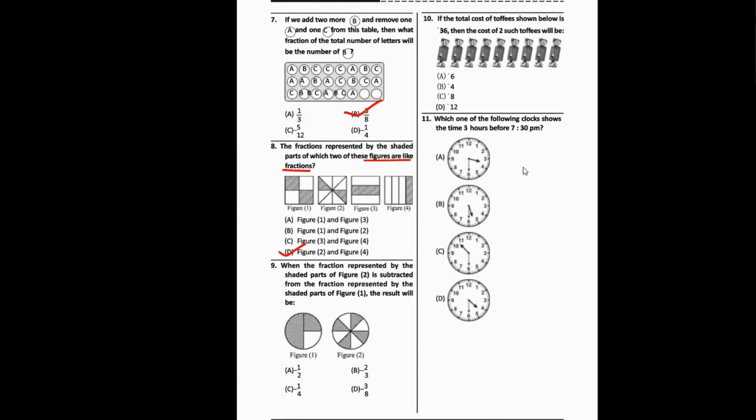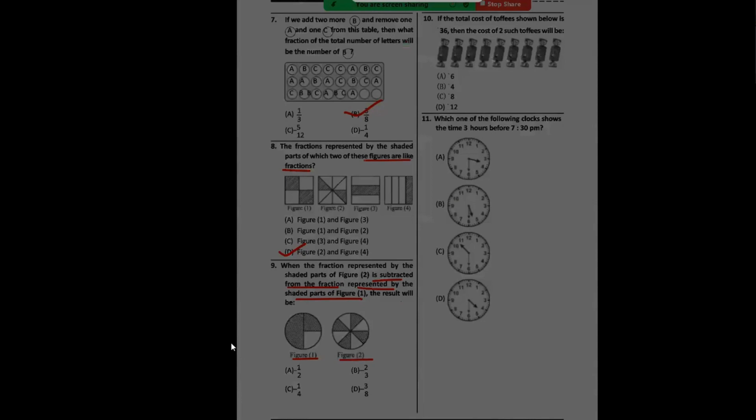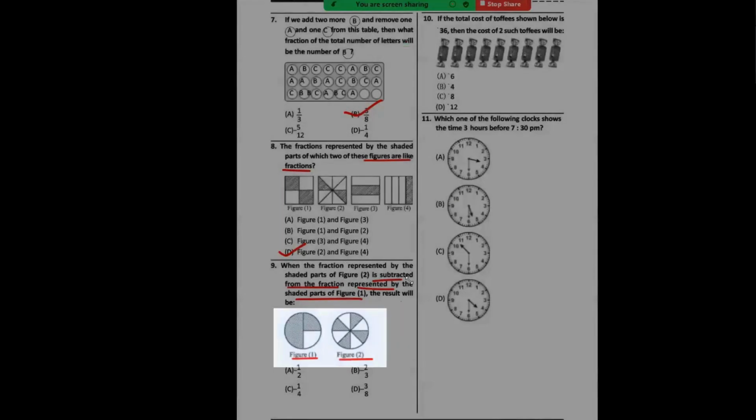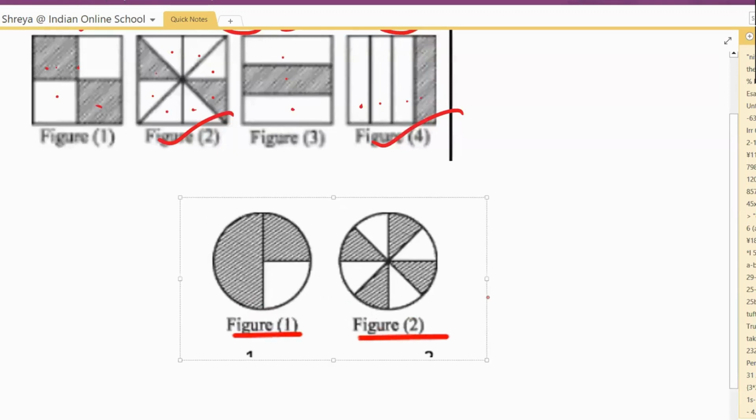Next, number 9. When the fraction represented by the shaded parts of figure 2, this is figure 2, is subtracted from the fraction of the shaded part of figure 1, the result will be what? If you have to just take the shaded parts of figure 1 and 2, see, although no line shows here, parts always mean equal, na? So this means it is divided into 4 parts, 1, 2, 3, and 4. And this one is divided into 1, 2, 3, 4, 5, 6, 7, and 8 parts.